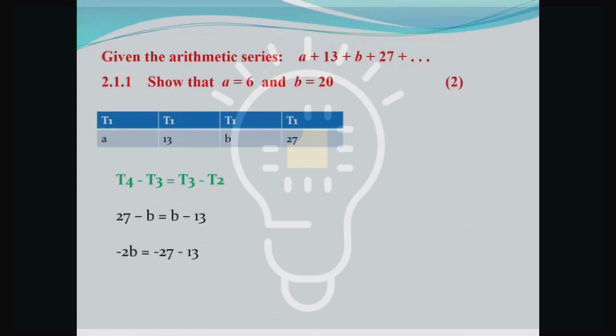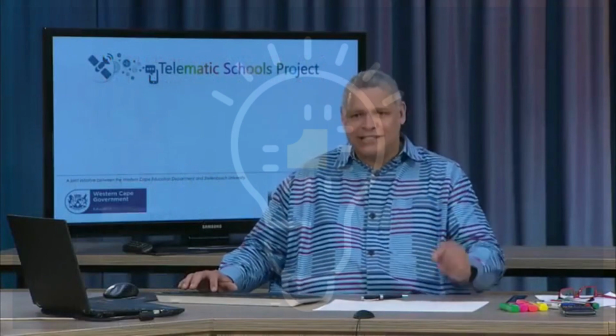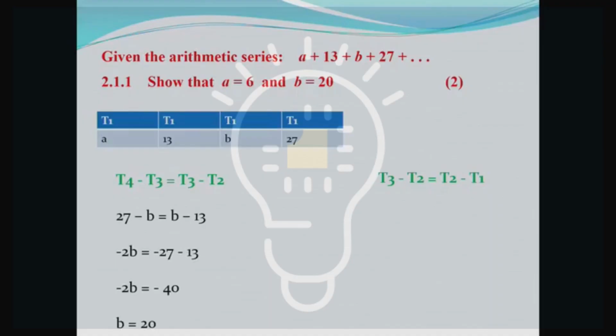When we do that, we solve it nicely, and the answer that we get for B is equal to 20. That's what we had to show. That's what we had to prove, and we proved it. Well, what about A? We do exactly the same. Term 3 minus term 2 should be equal to term 2 minus term 1. And then when we populate that formula, we come up with A is equal to 6.